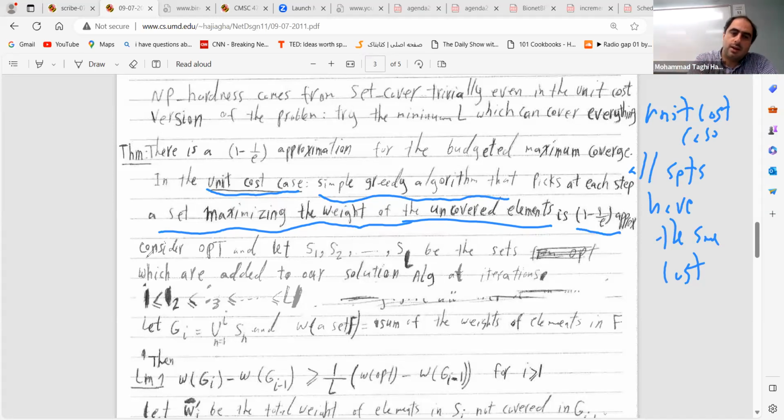So let's consider opt. When we talk about opt, it means the optimum solution or the weight of it, and interestingly we always talk as if we know opt. Of course, we don't know opt in the real world, but we try to massage opt such that we can get a sense of it, and that's the way that we design approximation. Let's consider opt, and let S1, S2 to SL be the sets which are added in our algorithm. So L is the budget that is given to us.